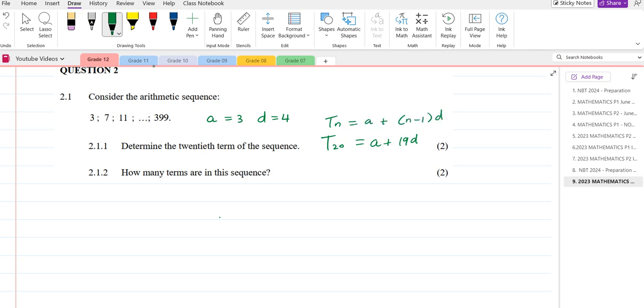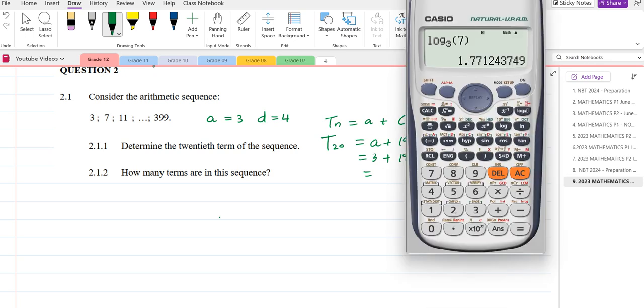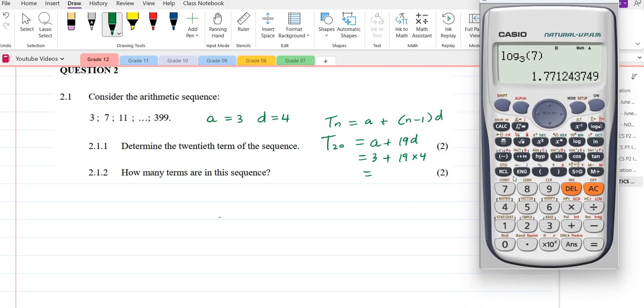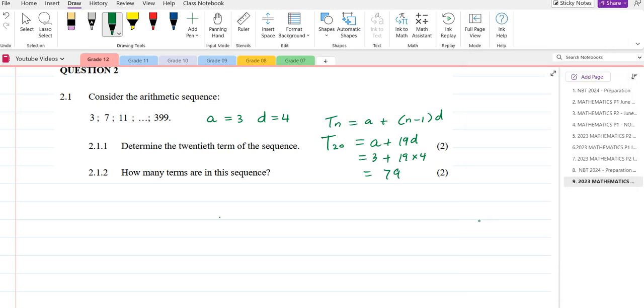Now n is already 20. 20 minus 1 is 19, so 19d. So a is 3 plus 19 times 4. So what's 3 plus 19 times 4? I've got 79. So term 20 is 79.